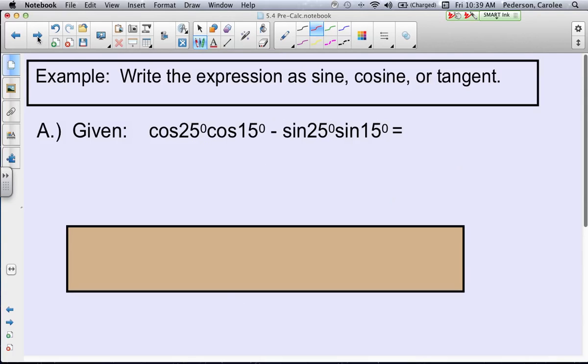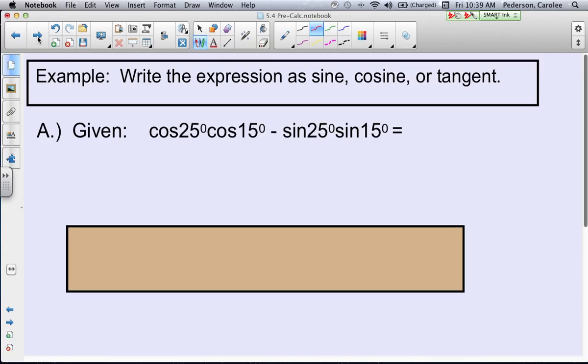All right, here's the first question that you might see. Write the expression as a sine, cosine, or tangent. So here's what we give you: the cosine of 25 degrees times the cosine of 15 degrees minus the sine of 25 degrees times the sine of 15 degrees. We want to figure out which of the 6 formulas on this first slide, or on your formula sheet, represents this.